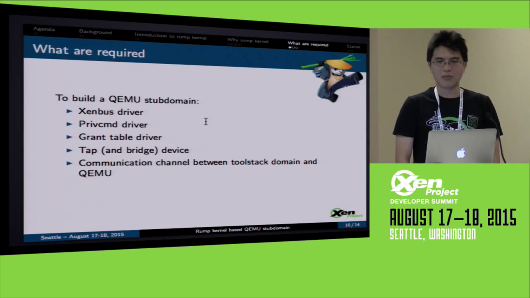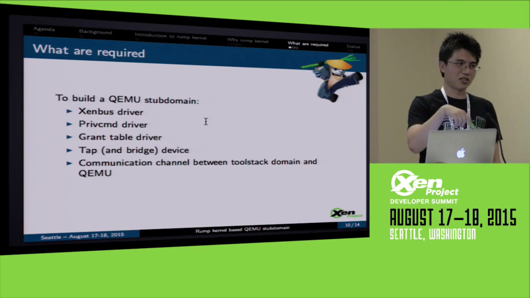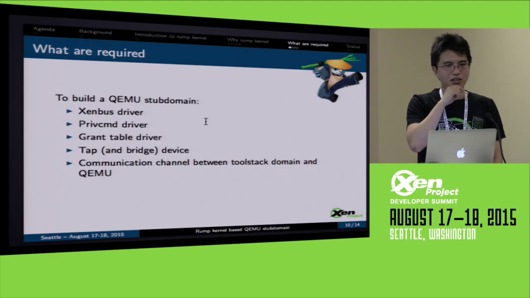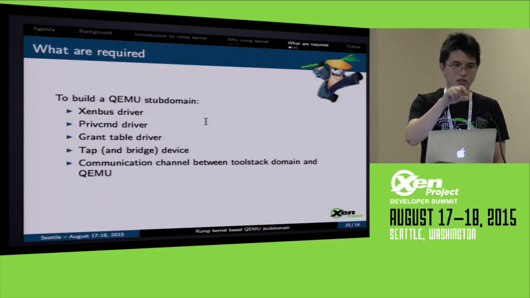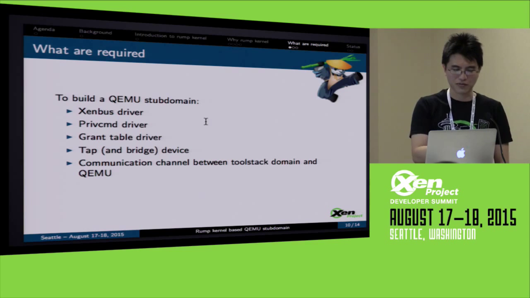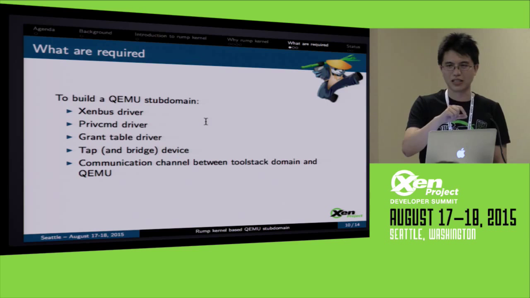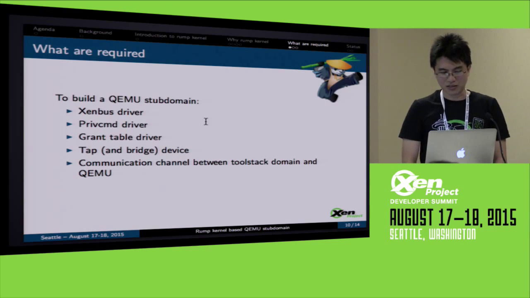And then there's the privcmd driver. If you are building a service domain, you might want to map some pages in the guest, or do some other operations on behalf of the guest, or control the guest, so you need a privcmd driver, which is a driver used to issue hypercalls and map guest memory. And then the next thing is the grant table driver.